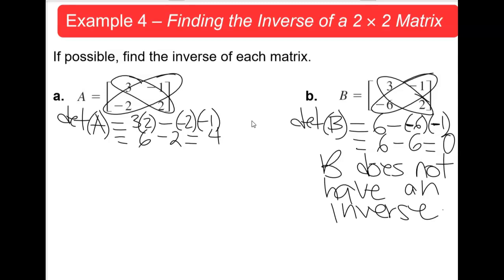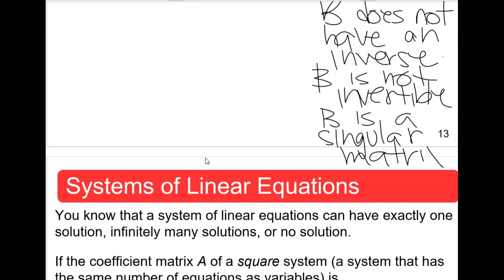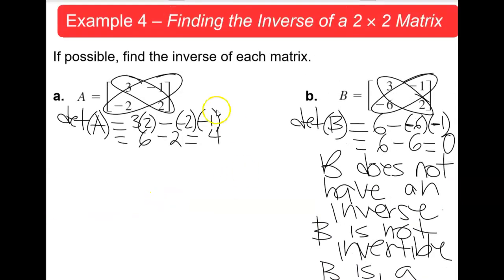We could also say that B is not invertible, and also that B is a singular matrix. If that matrix was representing a system of equations, then it would simply be a system with no solution. So let's find the inverse of matrix A.